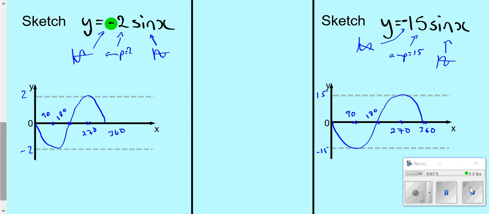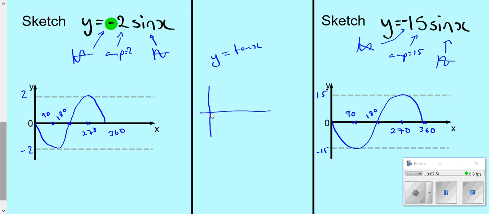Now, I alluded to the fact that there is one other graph we need to draw, but it's not one that comes up too much with amplitude. Okay, it tends actually not to come up too much with trig graphs, but nevertheless, just in case. That graph is tan of x.